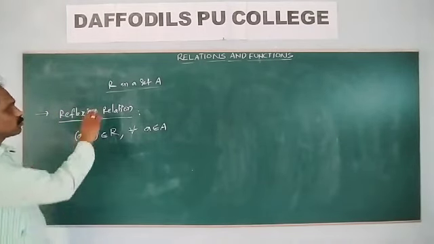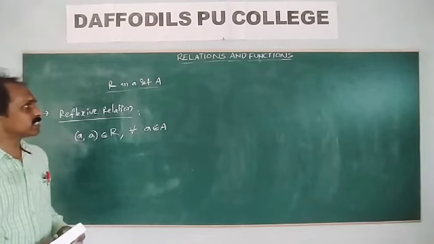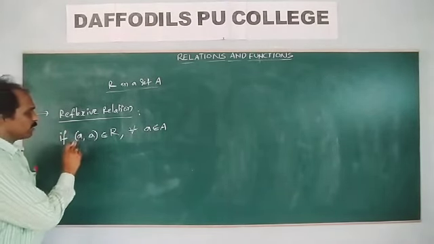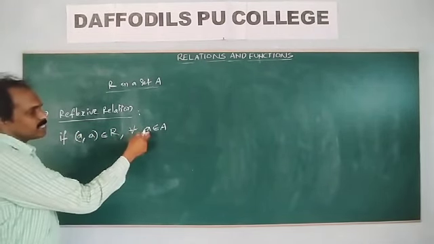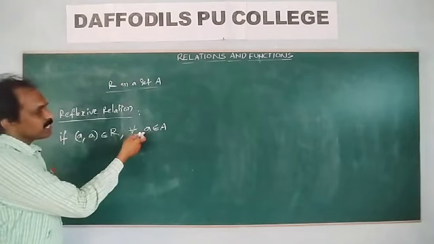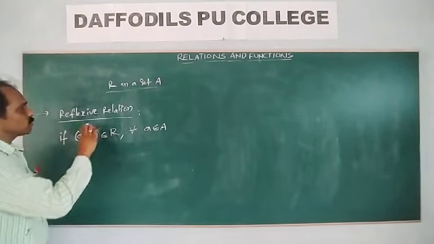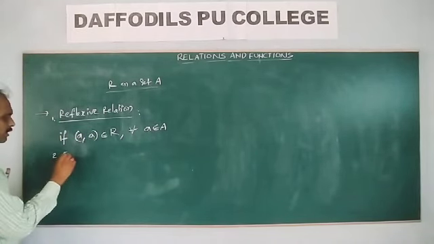Remember, what is a reflexive relation? A relation R is said to be a reflexive relation on a set A if (a, a) belongs to R for all a belonging to A. That is the definition of a reflexive relation. Right. Second, symmetry.